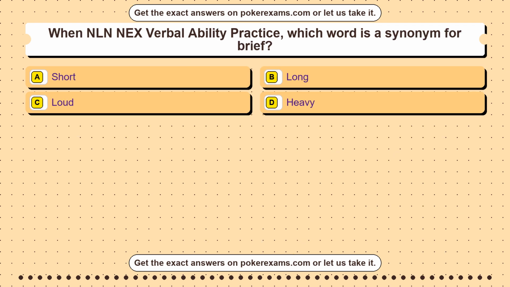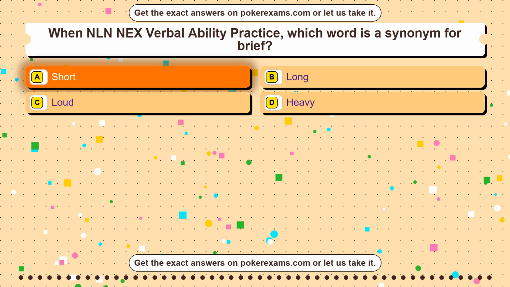Question 29. When get statistics practice, which value is 40% of 50? Option A 20. Option B 40. Option C 45. Option D 90. The correct answer is option A.